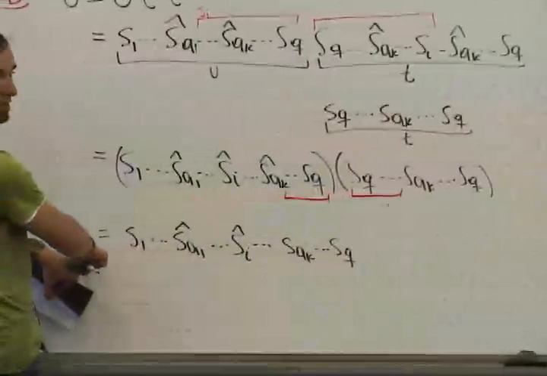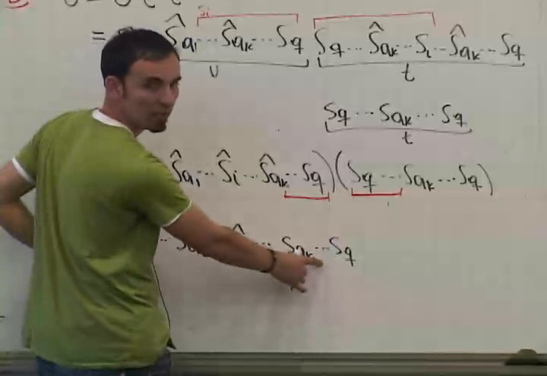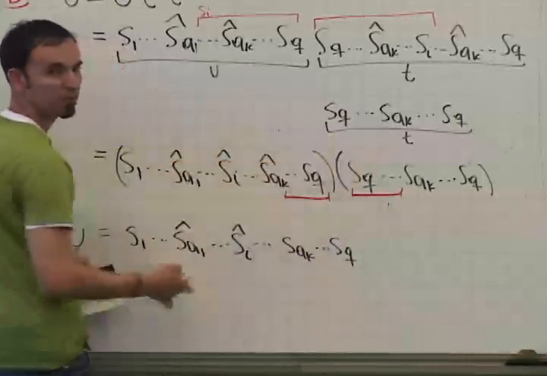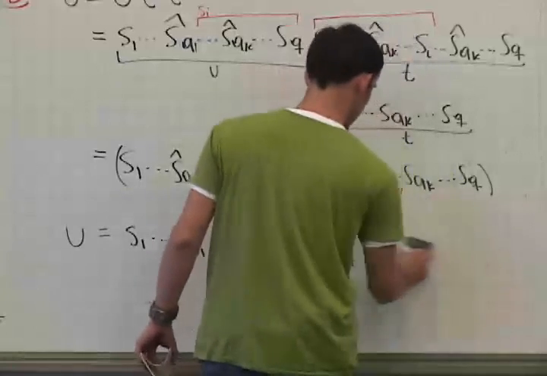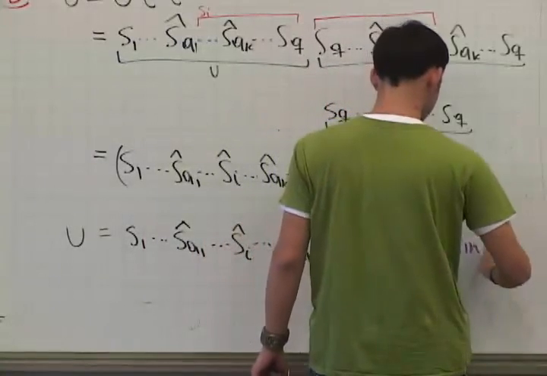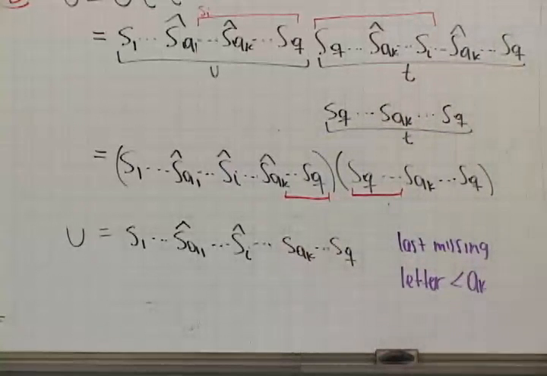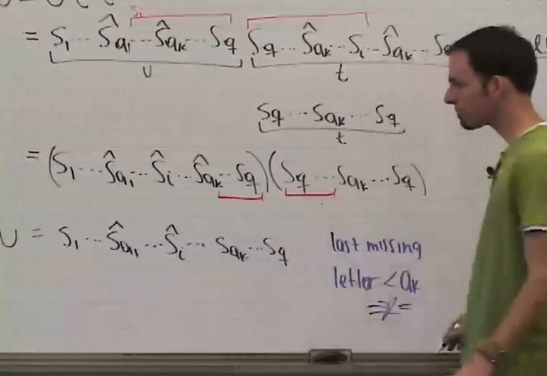What I did here is that I found a different word for U. What length does it have? It has the same length because it's just missing S_I and it's including S_{A_K}. And now the first missing letter is further to the left, which contradicts my choice. I is less than A_K. So the last missing letter is less than A_K, which contradicts my choice that A_K was minimum with this property. Okay? And this gives me a contradiction.